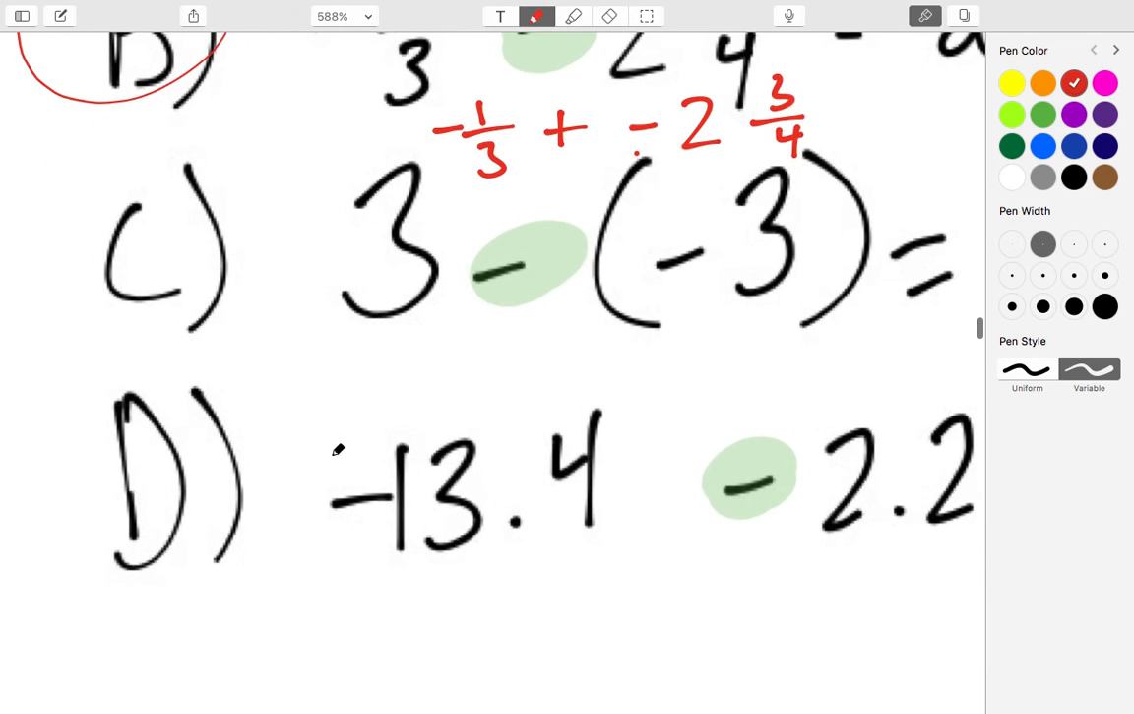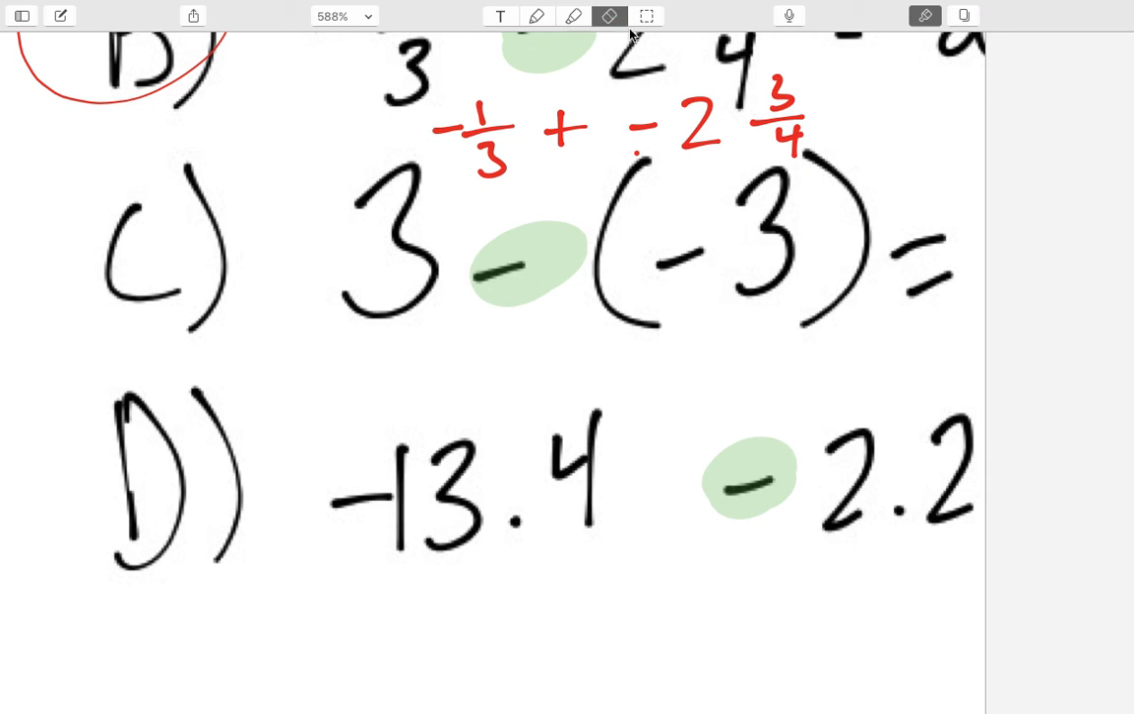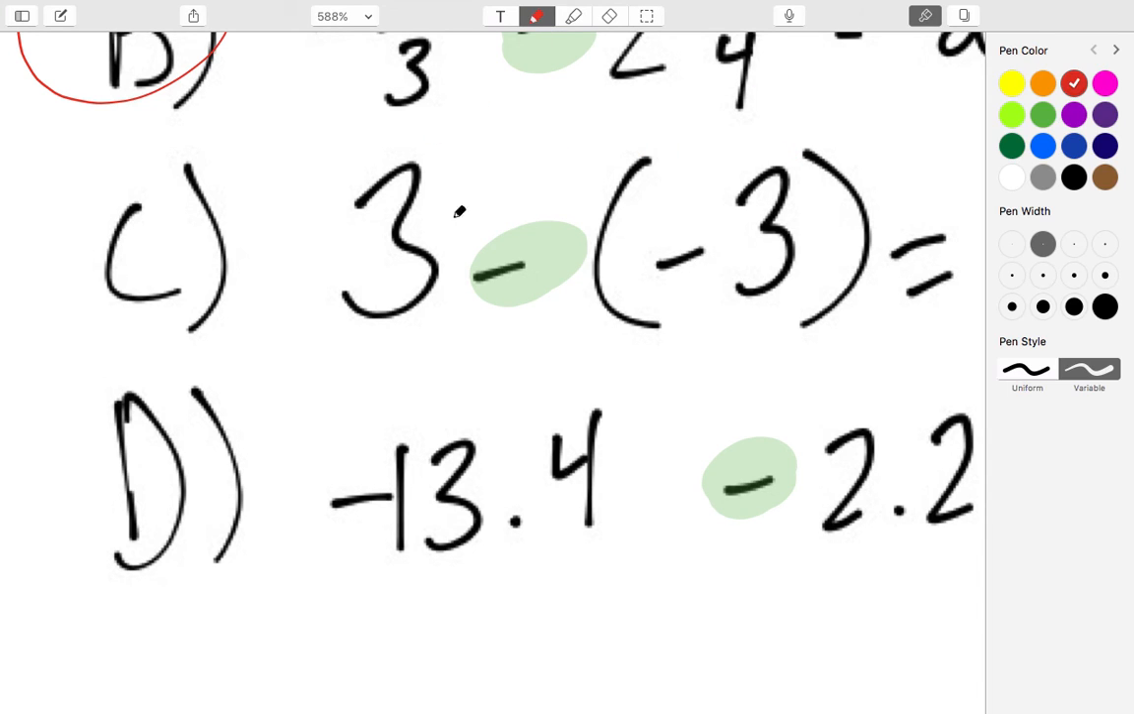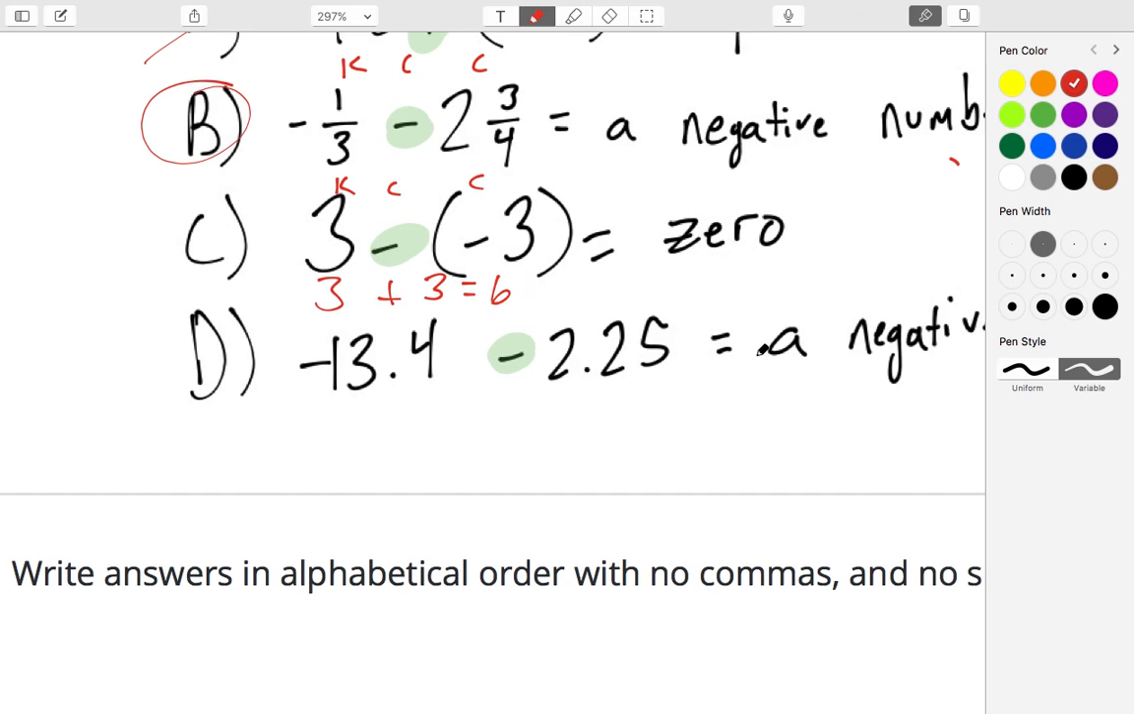Next one. When do you use keep, change? Tristan. When you are subtracting, can we use it here? Yes. Okay, so help me out, Tristan, on this one. So we're going to use keep, change. Keep this the same. Change this to what? Addition. Change the negative 3 to a positive 3. What's 3 plus 3? 6. Very good. If you got this wrong, I should see you copying this on your notes. Is this a true statement? It says it equals 0. No.